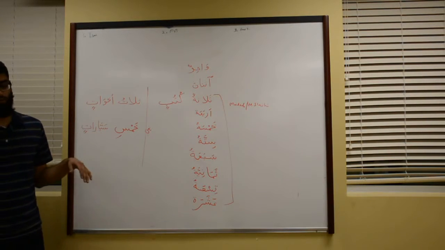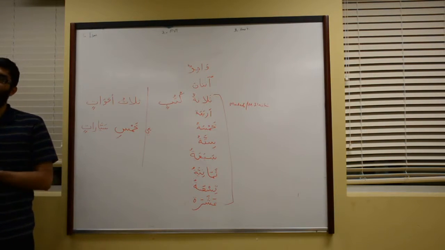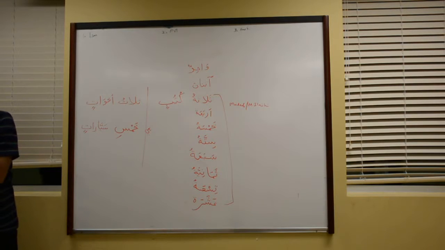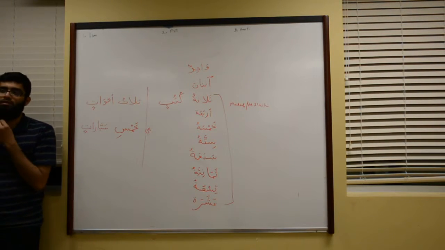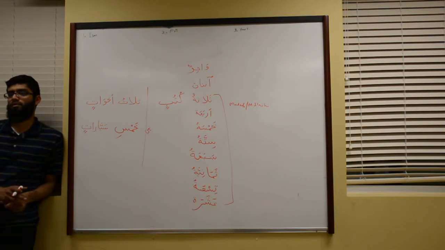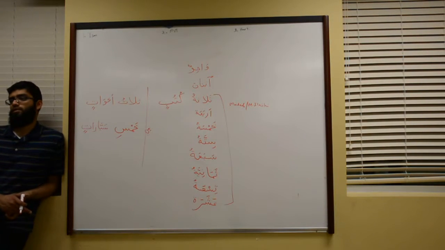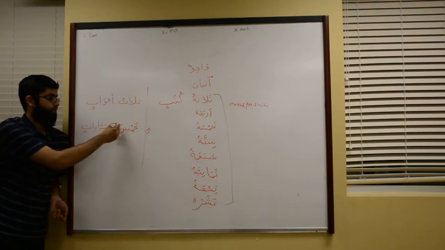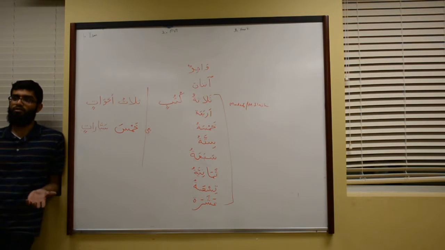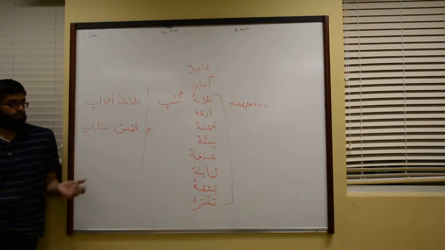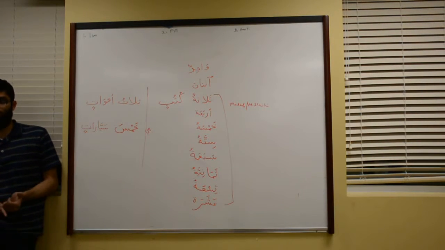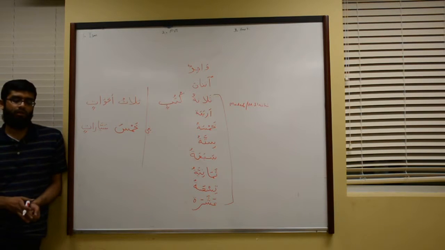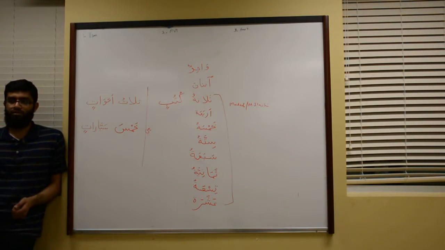Okay, what if you saw 5 cars? Ra'aytu khamsa sayyarat. Why is it khamsa? Because of the verb. It's the object, right? So whatever the object is, it gets fatha, it gets mansoob. Okay? And then, indeed 5 cars.